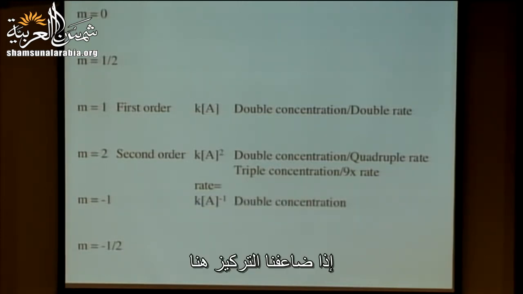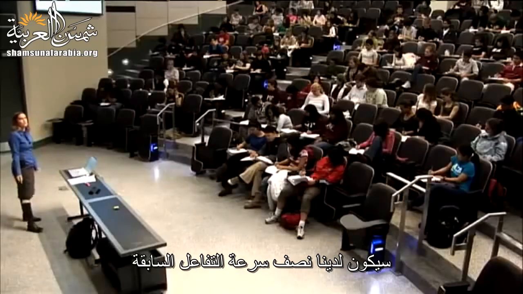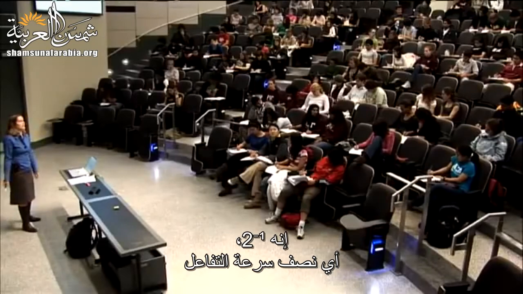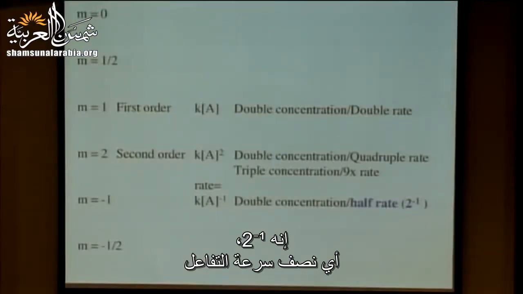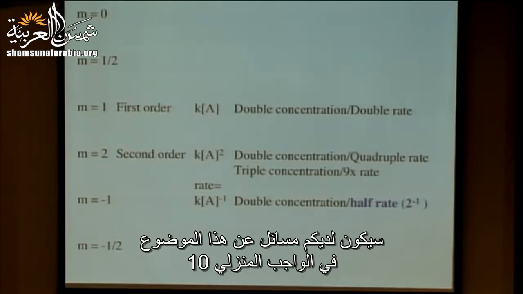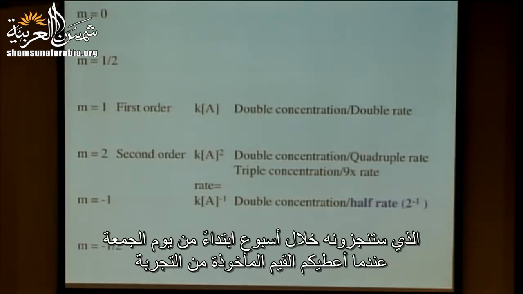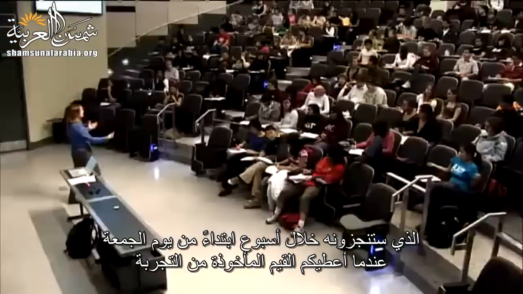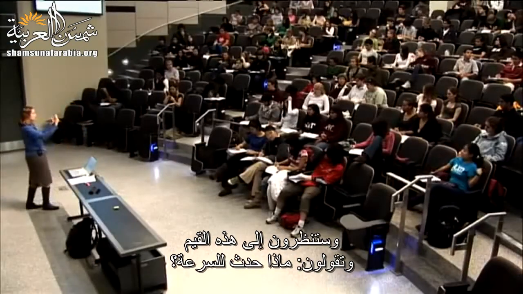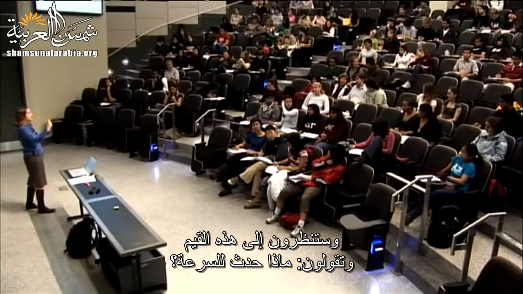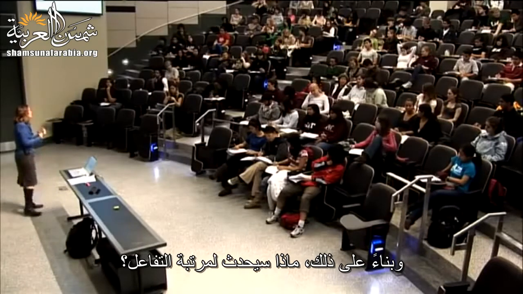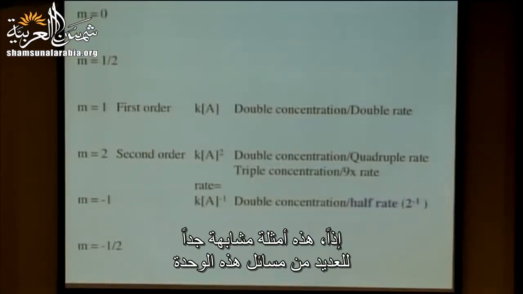All right, if we double the concentration here, just yell out what you think would happen. You would half the rate of the reaction. Or you could think about it as 2 to the minus 1, half the rate of the reaction. And you will have problems on problem set 10, which will be due a week from Friday, where you're going to be given experimental data. And you'll have to look at it and see, OK, what happened to the rate? And then what does that mean about the order of the reaction? So this is a lot of what the problems are like in this unit.